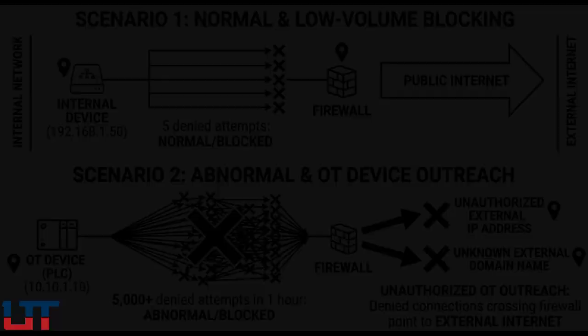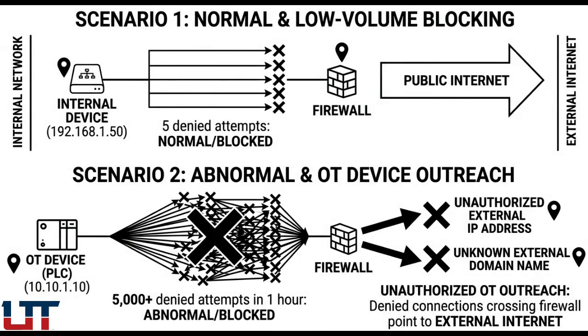Not every denied connection is an attack. Firewalls deny plenty of routine traffic that simply doesn't match a permit rule. But specific patterns warrant attention. A large volume of denied connections from a single source IP in a short time window is characteristic of a port scan. An attacker methodically probing which services are reachable on your network. 5 denied attempts from one IP is normal. 5,000 in an hour from the same IP is not.